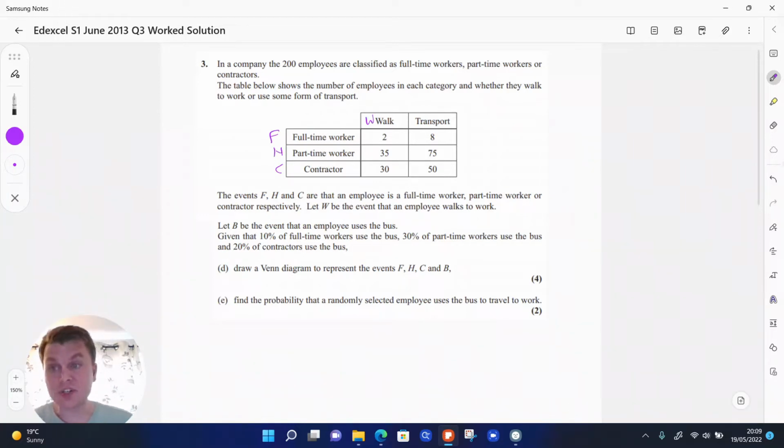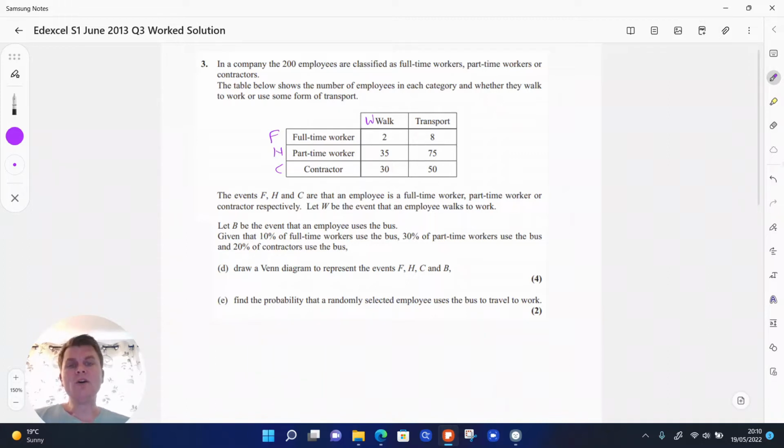It then goes on to introduce another event, and that is B. So let B be the event that an employee uses the bus. Given that 10% of full-time workers use the bus, 30% of part-time workers use the bus, and 20% of contractors use the bus, draw a Venn diagram to represent the events F, H, C, and B.